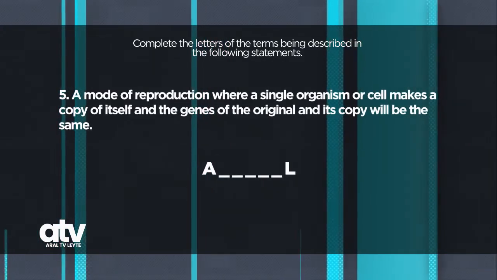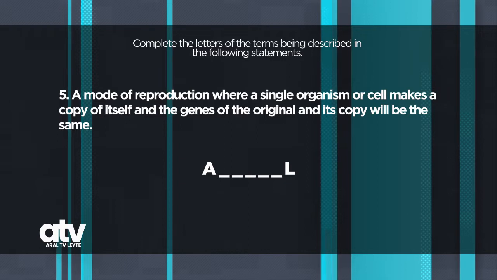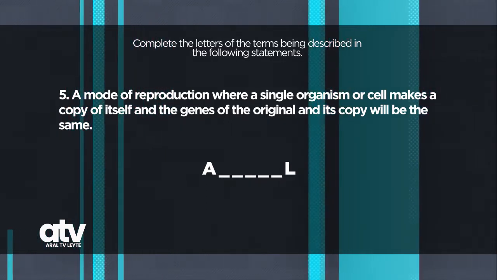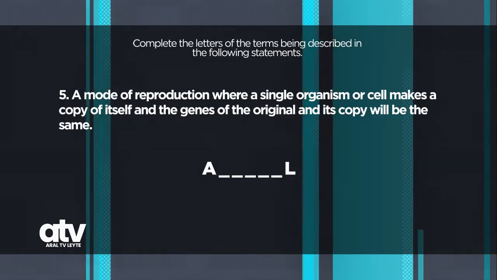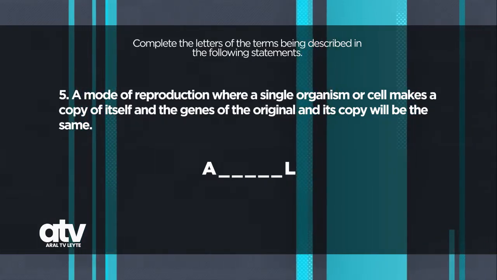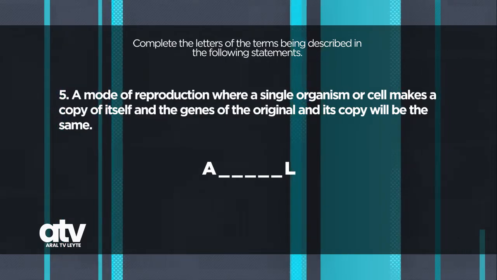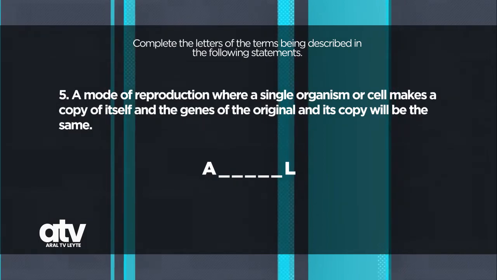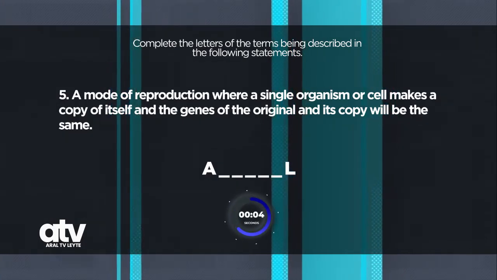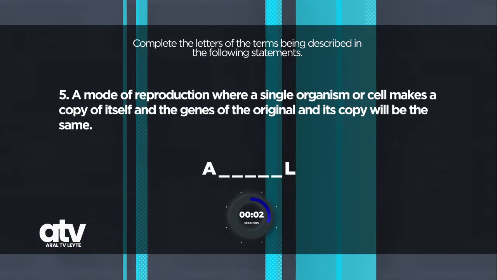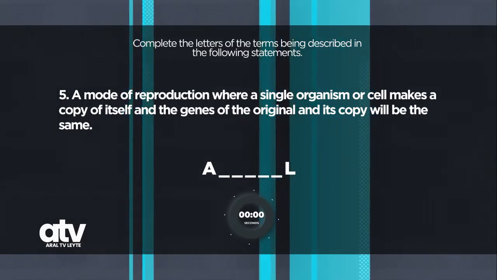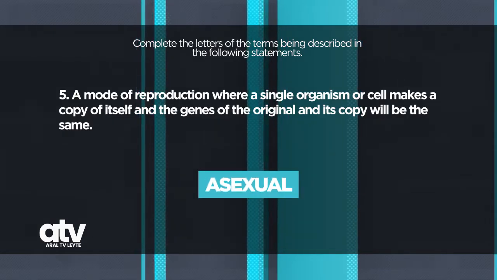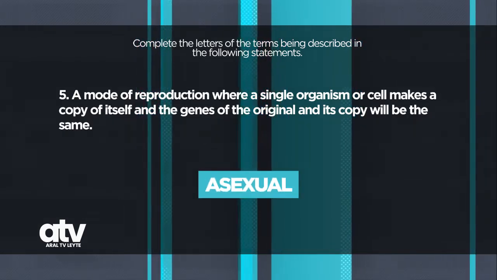Number 5. A mode of reproduction where a single organism or cell makes a copy of itself and the genes of the original and its copy will be the same. It has 8 letters that starts with letter A and ends with letter L. What is the term? Very good. It's asexual.